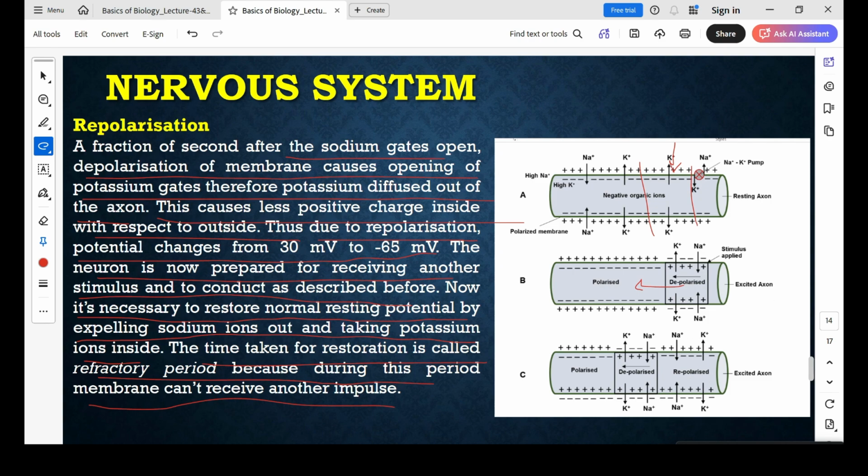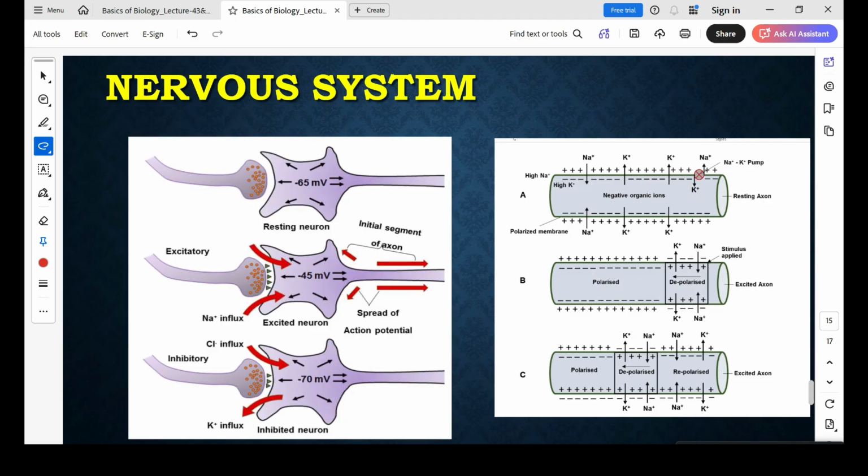If the area is still depolarized, there will be no action even if a stimulus is applied. Even if there is an impulse, there is no action from that impulse.